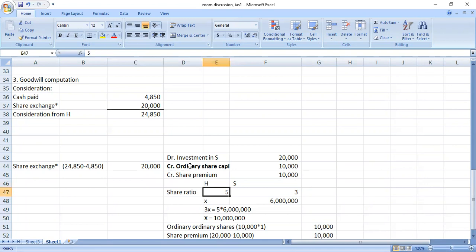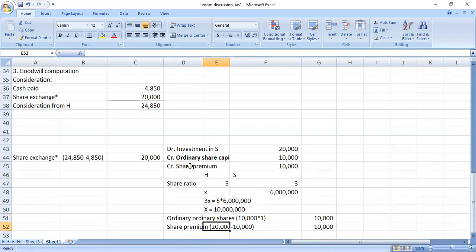We say that first of all, the share exchange was such that H brings 5 new shares to acquire 3 shares in S. And the man acquired 6 million shares in S. So meaning that the shares that H had to issue in order to acquire these 6,000 shares in S were what you're seeing as 10,000. I hope you know how to compute this one, because you cross multiply: 3 times X is equal to 5 times 6,000, which I've shown here, to get the 10,000. These are shares, not the money, the shares.